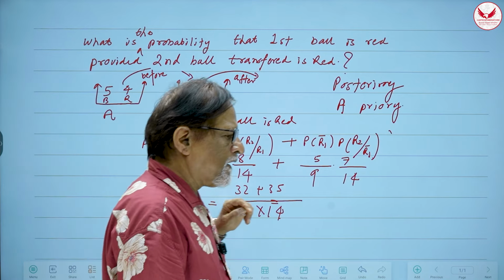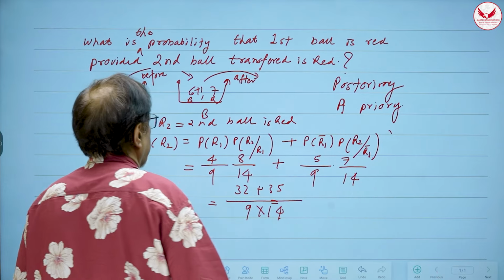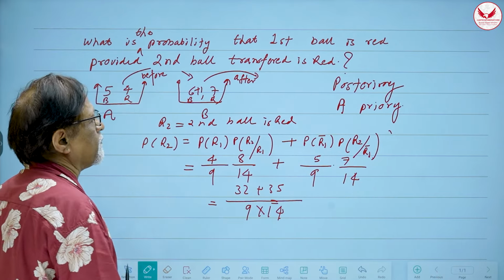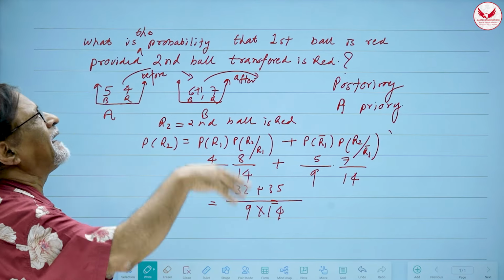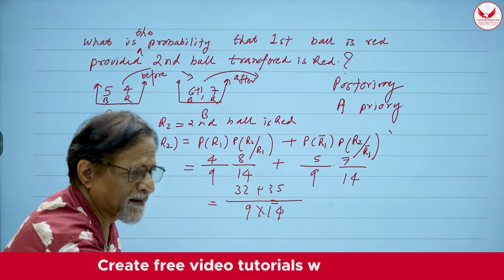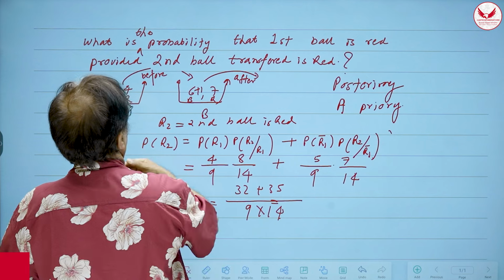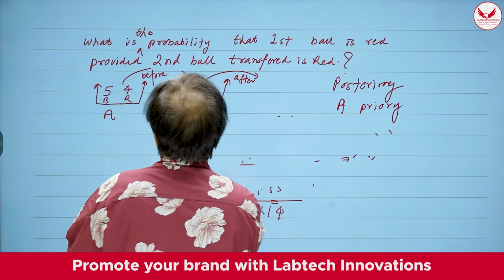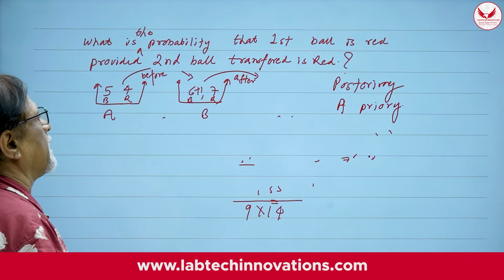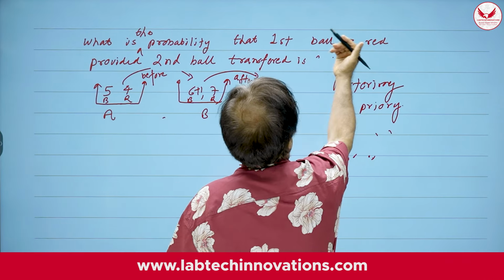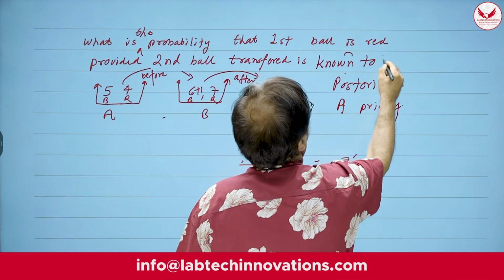Now that is a slightly difficult question, it appears, because we can easily find out the probability of R2 provided I know the first event. But now I'm asked a difficult question in the sense that I'm asked about what might have happened earlier provided I know what has happened later on. Okay, fine. So let us try to do that question. I'll repeat the question again. What is the probability that the first ball transferred is red provided second ball transferred is known to be red?